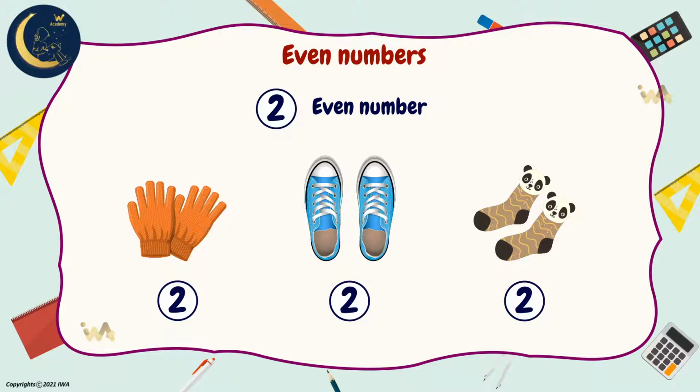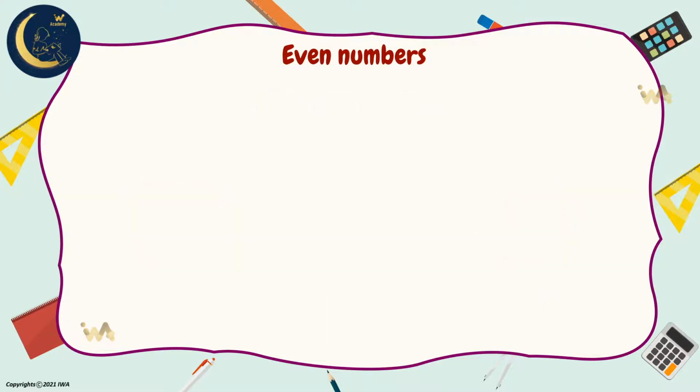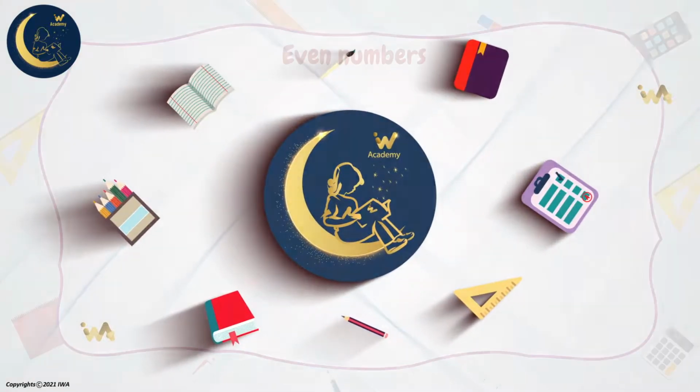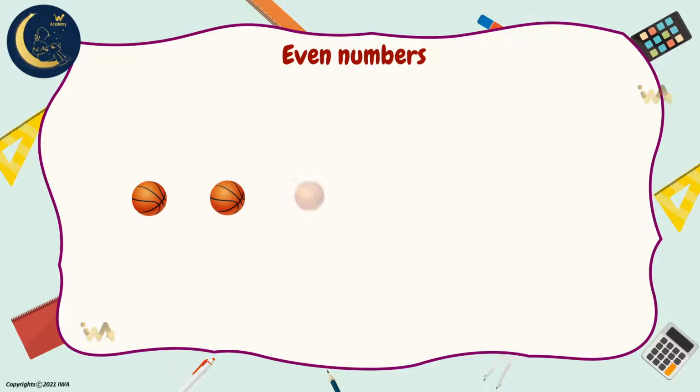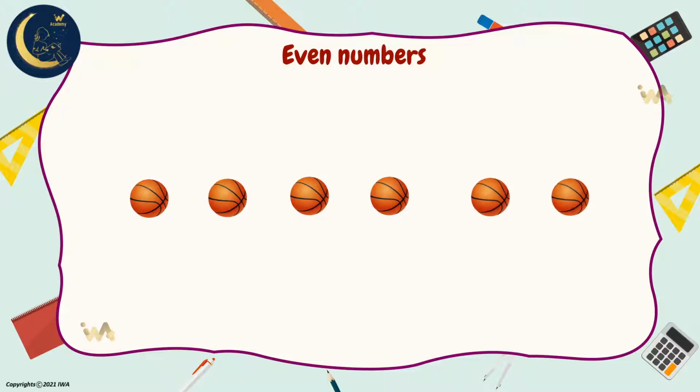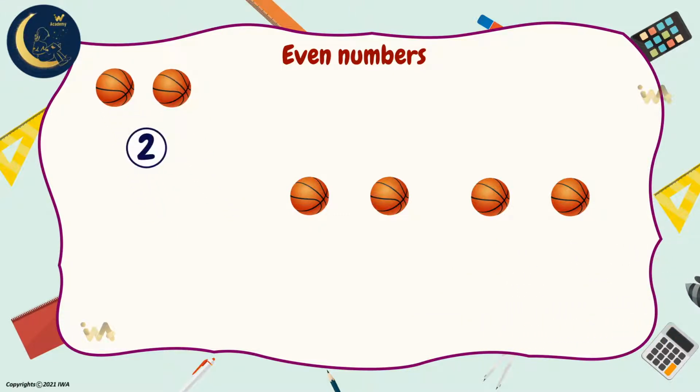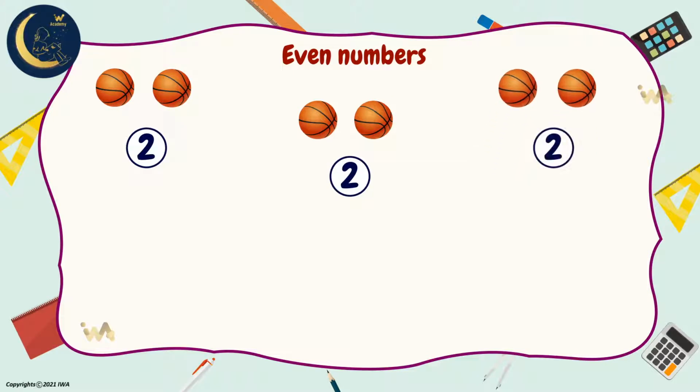Let's look at a group of balls and determine whether they represent an even number or not. Here is the group of balls. How many balls do we have? 1, 2, 3, 4, 5, 6. Great work. We have 6 balls. Can we break them into pairs? Let's find out. We will place 2 here, and 2 here, and 2 here. Good job. We broke the group into pairs.